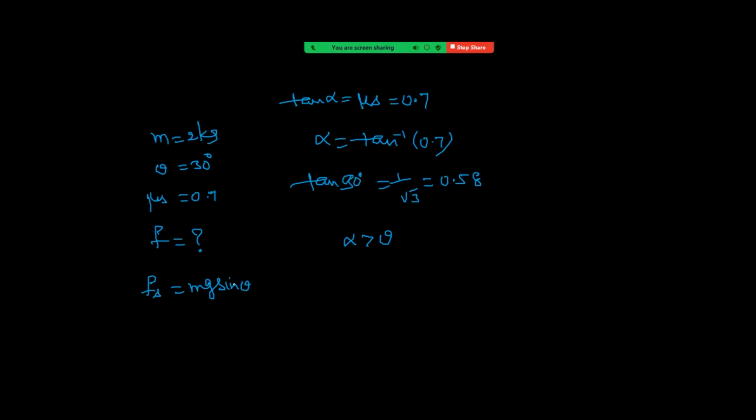I hope you got the point. We are comparing the angles. We got alpha as tan inverse 0.7, and theta is 30, so the angle of repose is more than 30. That's why the block is not moving, so friction is static. Mass is given 2 kg, g value 9.8, sin 30 is 1 by 2. So F value is 9.8. So the answer is option 1.